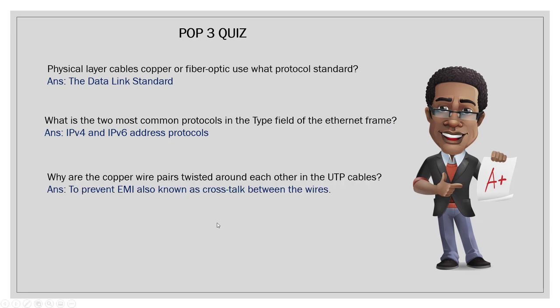Third question is, why are the copper wire pairs twisted around each other in the UTP cables? And that is because they need to prevent EMI, electromagnetic interference, which is also known as crosstalk between the wires. So you want to twist them together. They're twisted so you can cut down or prevent that EMI from causing problems on your network.